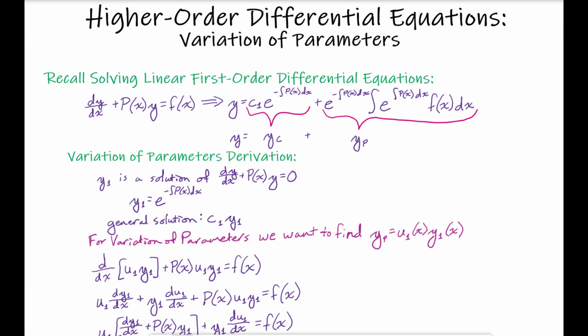And we got a solution that looked like y equals c1 e to the negative integral of p of x dx plus e to the negative integral of p of x dx times the integral of e to the integral of p of x dx times f of x dx. It's really nasty when you don't do all of those integrals and you just write it all out that way. But it falls into this form where we have y equals y sub c plus y sub p, which is a form that we've been seeing as we've been solving lots of differential equations.